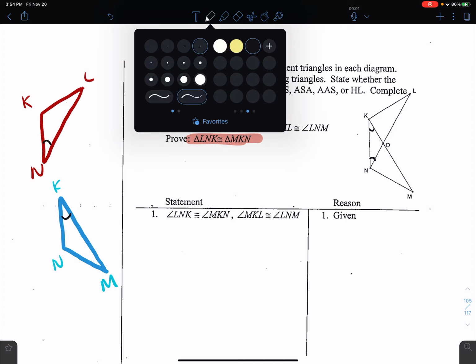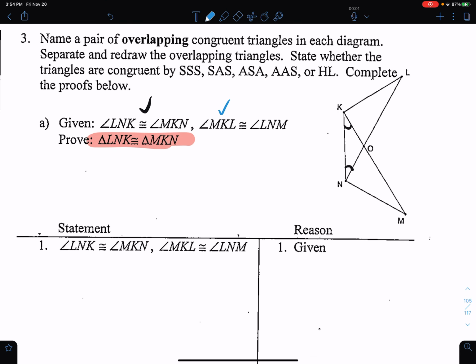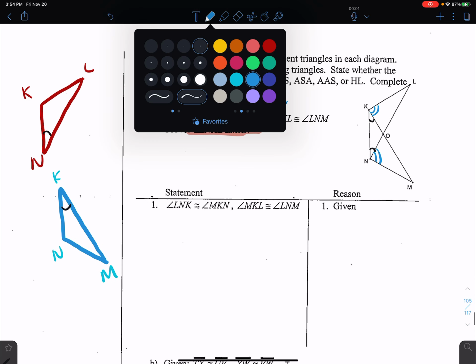Now the next thing that's given to us is angle MKL is congruent to LNM. Now, MKL is not in this triangle, and LNM is not in that triangle. MKL is not here, nor is LNM. So I can't label them in those triangles, but I will label them on the big image because they exist there. So MKL is right there, and then LNM is here. Now, we've labeled the givens.